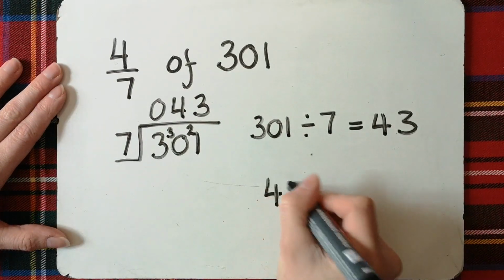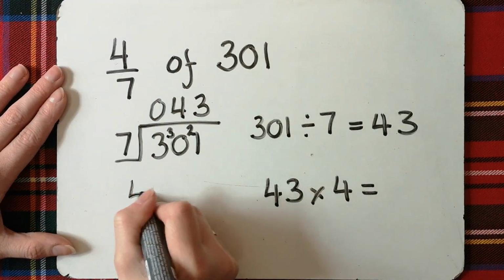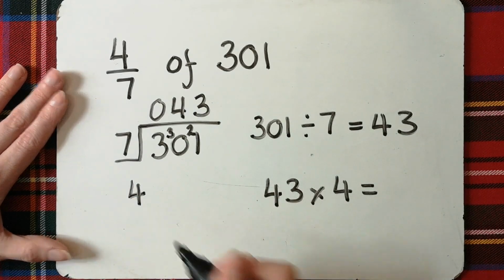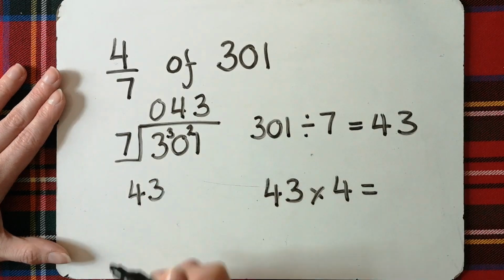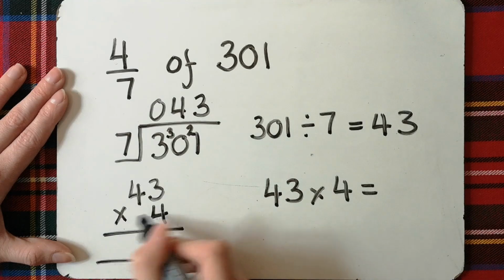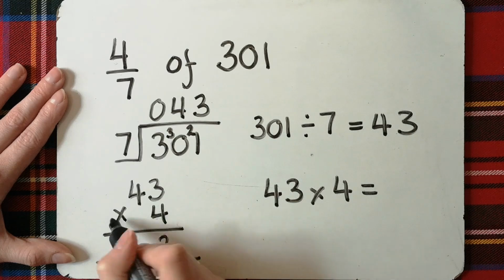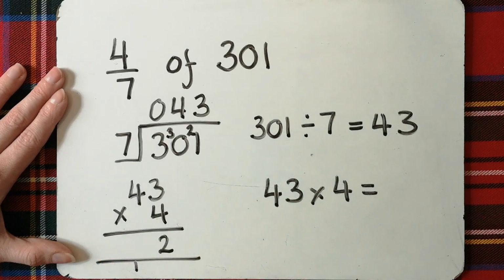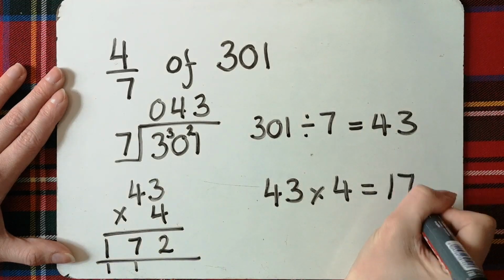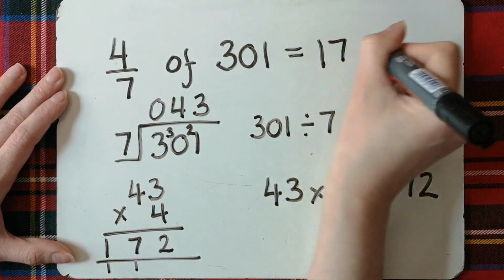So I need to do 43 times 4. I also find that tricky to do in my head, so I'm going to use my chosen method, which is a column method. You might choose to use partitioning or another strategy of your choice to solve this. 4 times 3 is 12. 2 goes in the units column, I carry the 1. 4 times 4 is 16, plus the 1 at the bottom gives me 17. So my answer is 172. So 4/7 of 301 is 172.